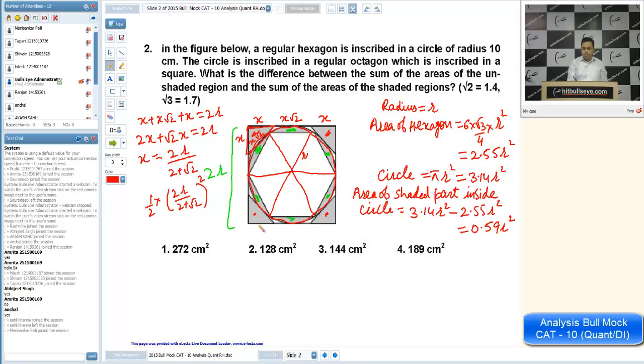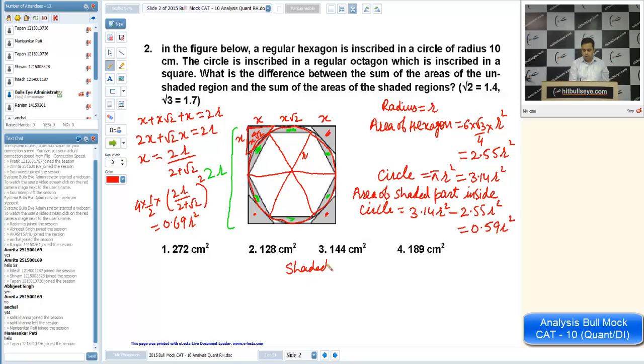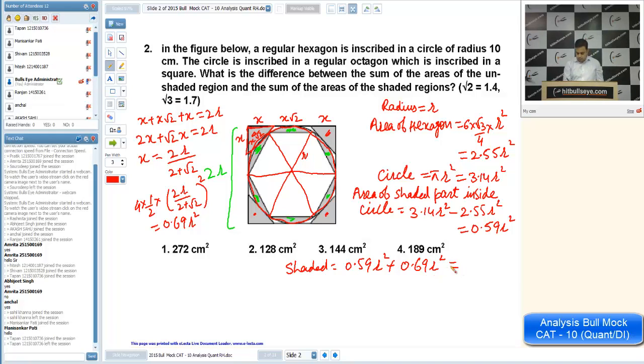And since we are having 4 such triangles, so total area will be equal to 4 times this value, and when we solve it, it will come out to be equal to 0.69 r square. So the total area which is shaded is equal to 0.59 r square plus 0.69 r square, which is equal to 1.28 r square. So this is the total shaded area in this figure. Now come to the unshaded part.